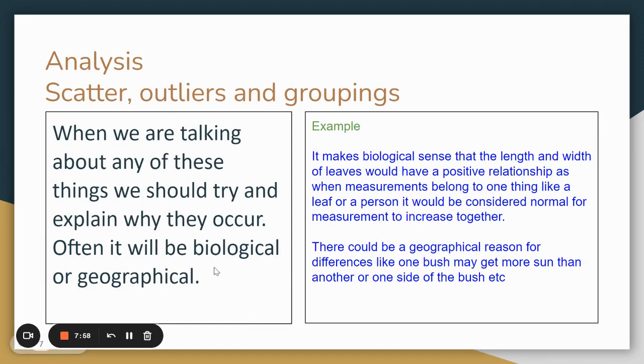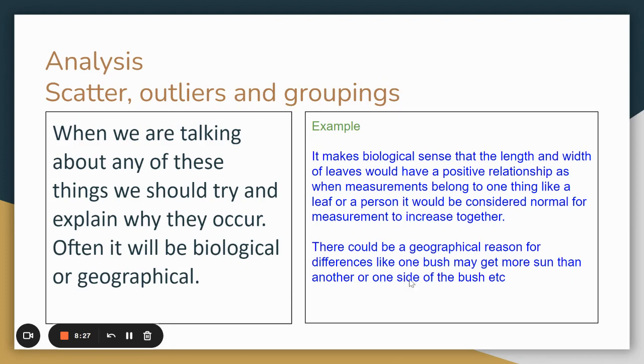So we'll often talk about biological or geographical reasons, so where things are placed, or what biological relationship is between things. So here we go. It makes biological sense that the length and width of leaves would be a positive relationship, as when measurements belong to one thing, like a leaf or a person, it would be considered normal for measurements to increase together. All right, so some sort of sentence meaning you understand the context of what we're talking about.